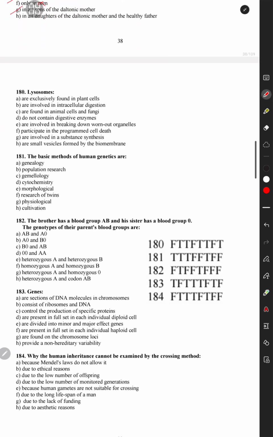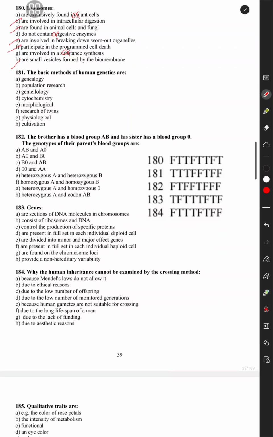Lysosomes, okay. Are exclusively found in plant cells, found in the intracellular, are involved in intracellular digestion. Yes, are found in animal cells and fungi. Do not contain digestive enzymes, are involved in breaking down worn-out organelles, participate in programmed cell death, are involved in substance synthesis, or small vesicles formed by a biomembrane. Yes. False, true, true, false, true, true, false, true.